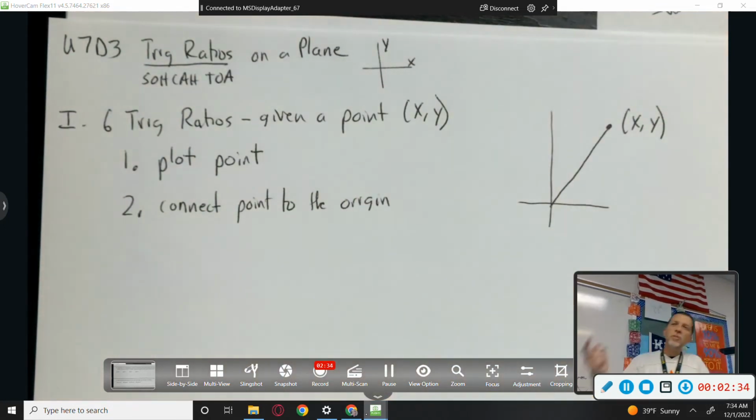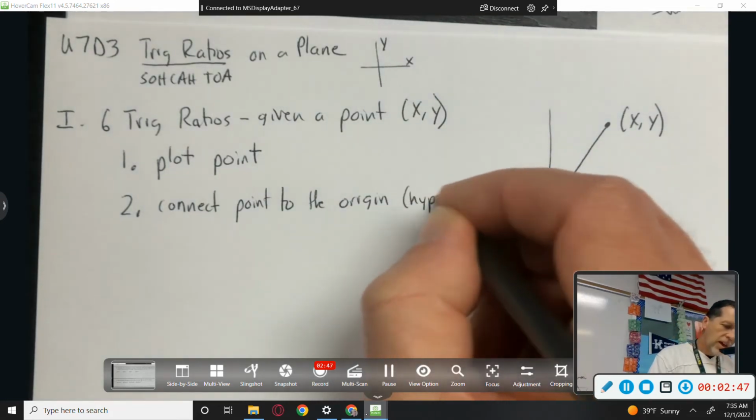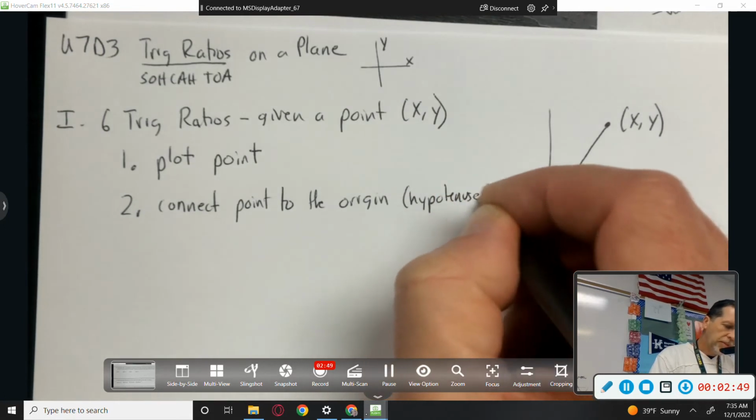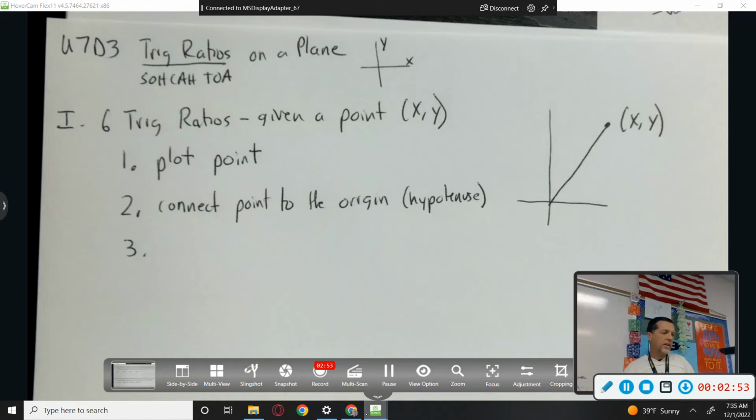Basically, we're going to turn the point into a triangle and then use SOHCAHTOA. So we're going to force the point to fit what we know how to do, and then we can do it without problem. So connect the point to the origin. That makes the hypotenuse. I think that makes sense.